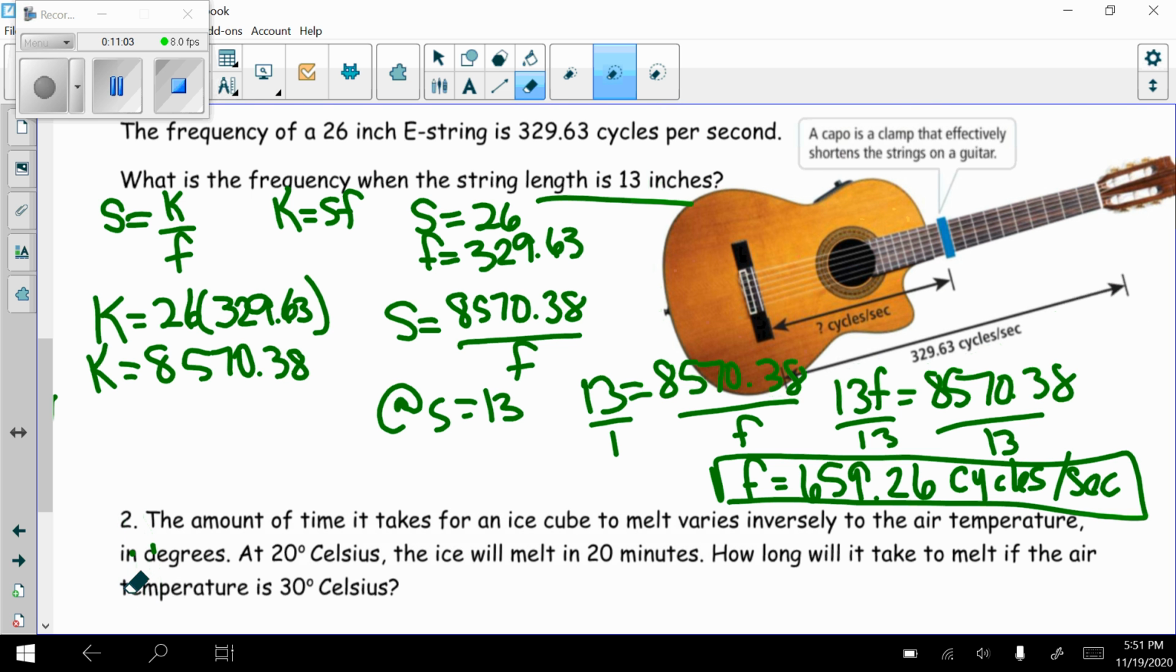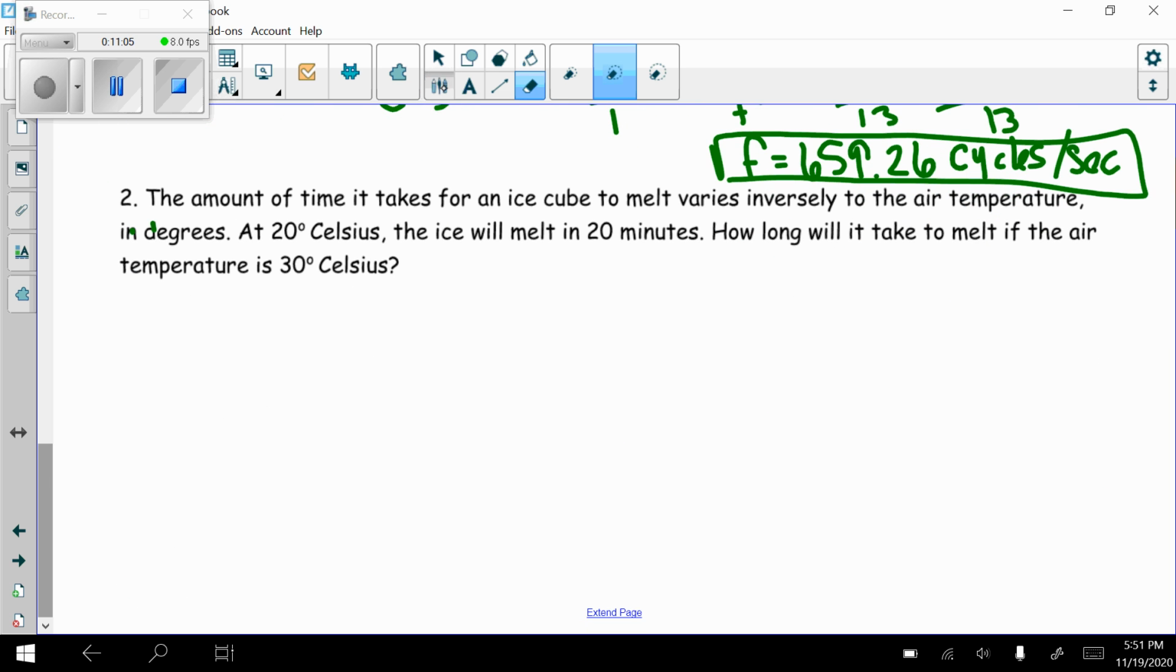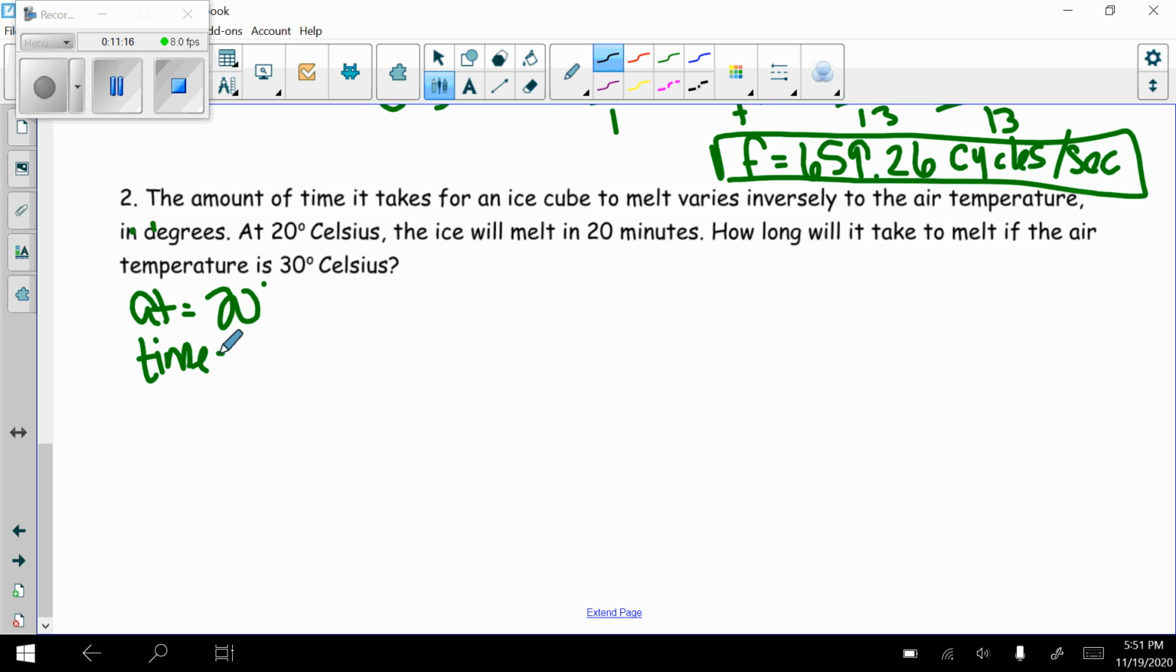All right, let's go back down. Okay. So they tell me that my air temp equals 20 degrees. The time is 20 minutes. This was Celsius. I need to write my equation. So I'm going to say X equals time and T equals air temperature.